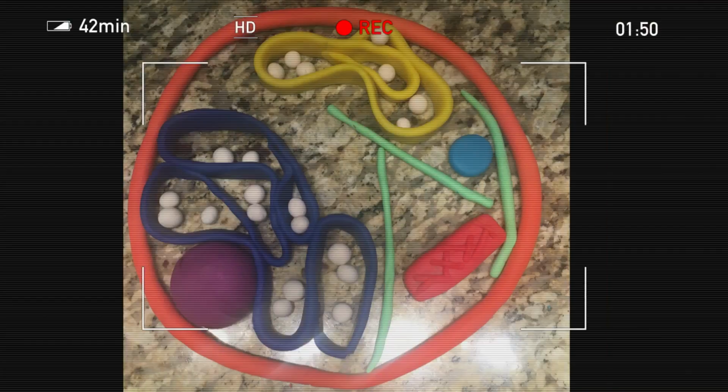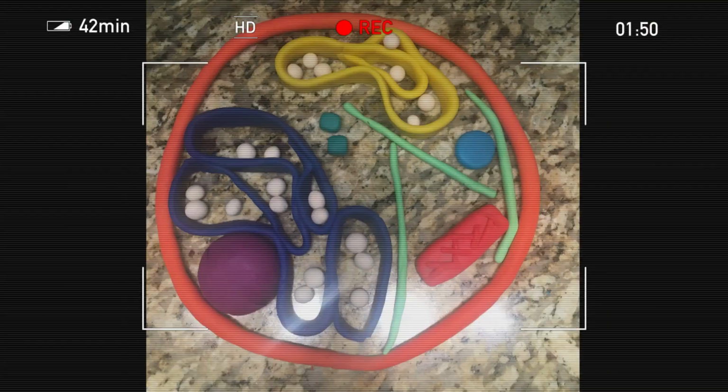Cytoskeleton. The cytoskeleton is used to help the cell maintain its shape. And lastly, we have the centrioles, which help organize cell division.